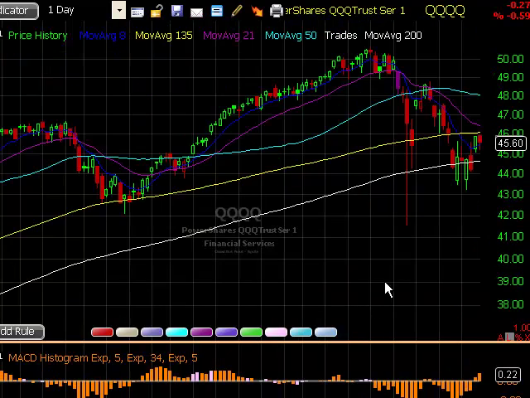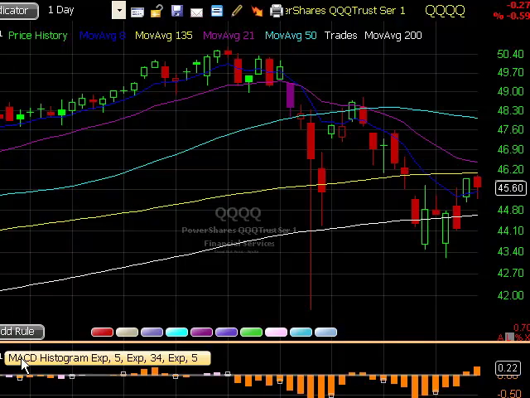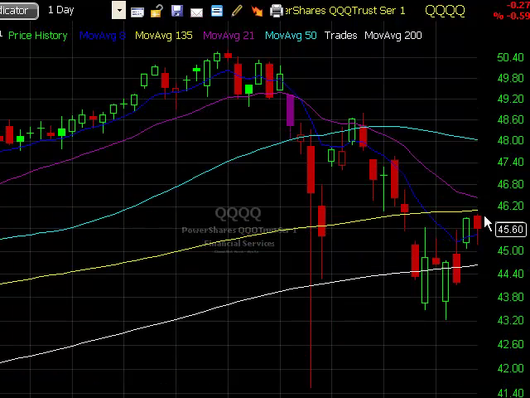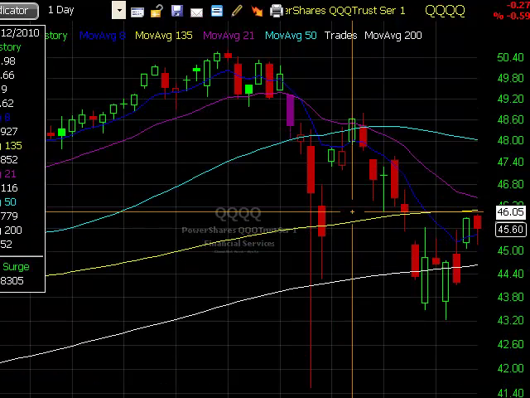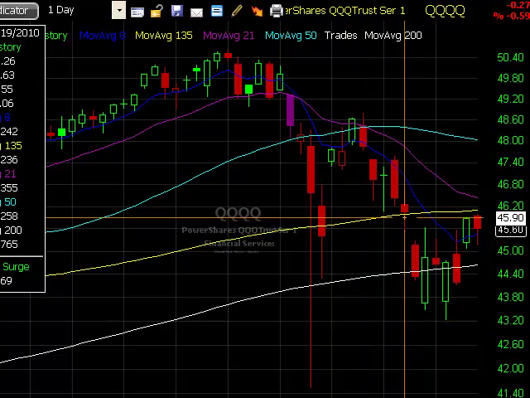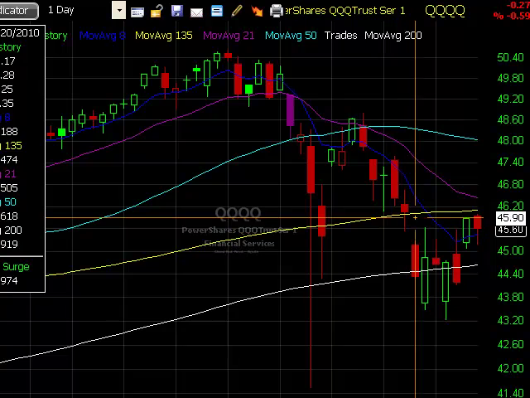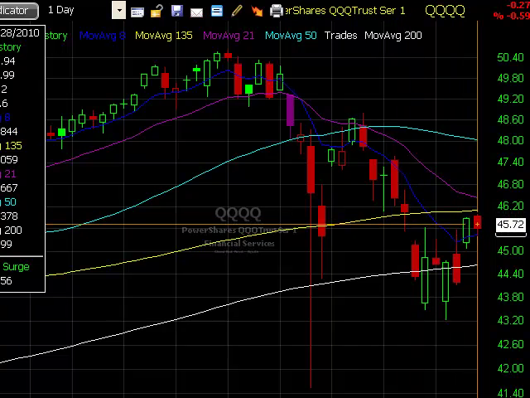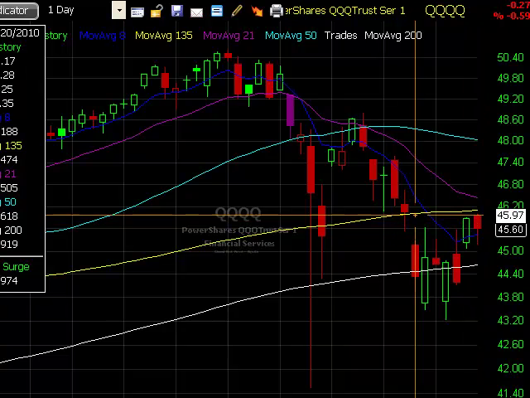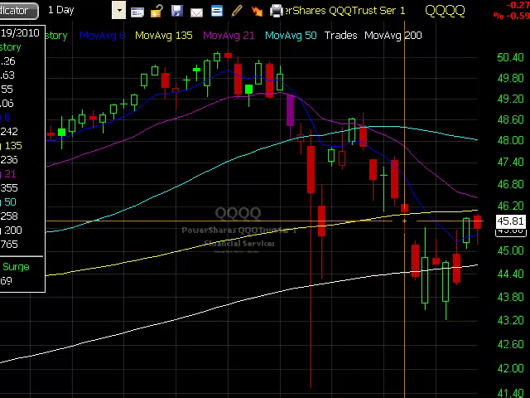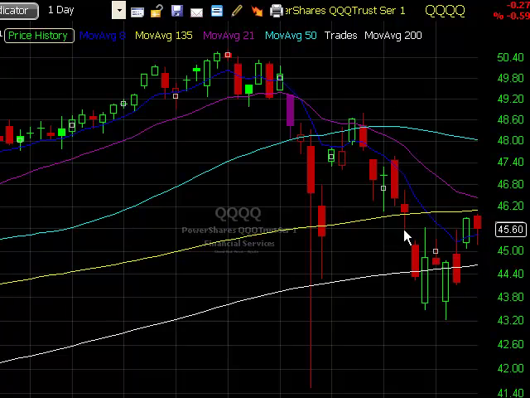Just a quick look at the Qs. The Qs have already filled the gap, and let's make this a little bit bigger. This gap fill was right here. It came within a couple of pennies. We needed to get to 46.06, and the high here was 45.99, so we're just 7 cents short of that close, but we did fill the gap itself because of this low on this day here. So we're into the 135 on the Q.